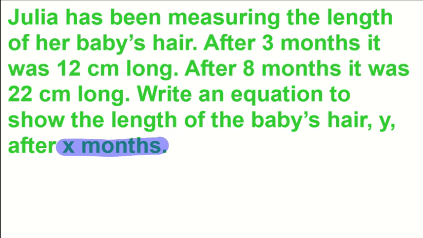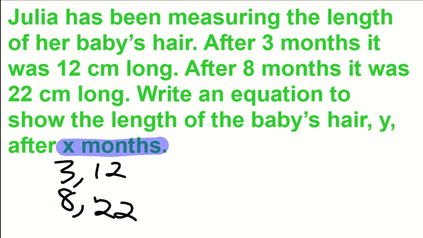This one tells us X is the number of months, Y is the length of the baby's hair. So if we make two ordered pairs, X has to be the number of months, Y the length of the baby's hair. Then it's just a matter of getting our slope, getting our y-intercept. How do we find slope? Rise over run works for a graph. This isn't a graph. You could graph the 2 points and then find rise and run.